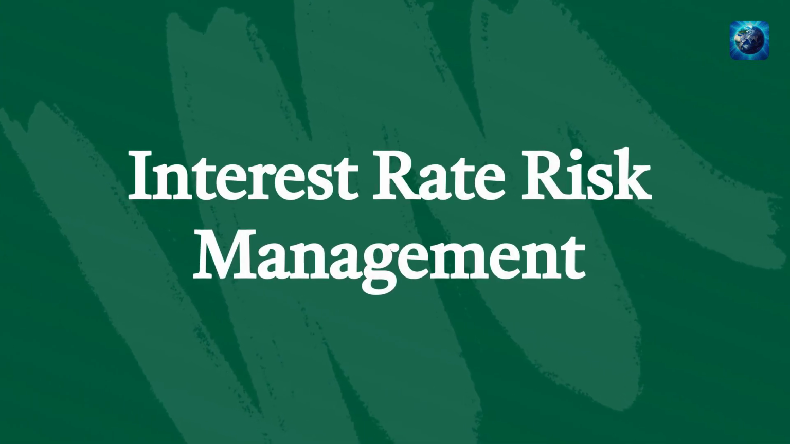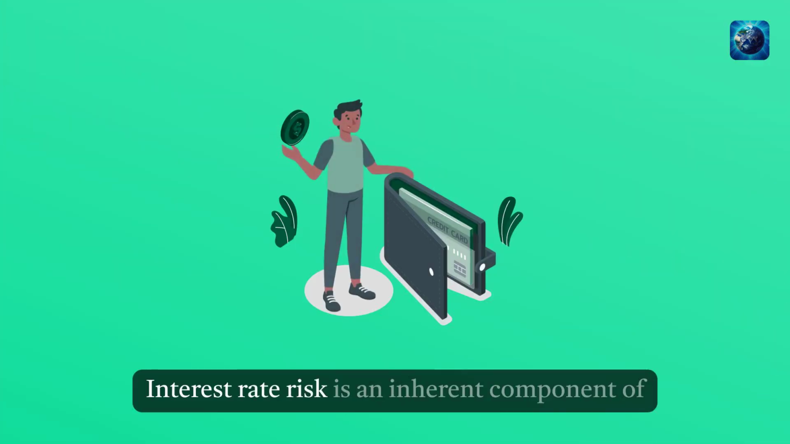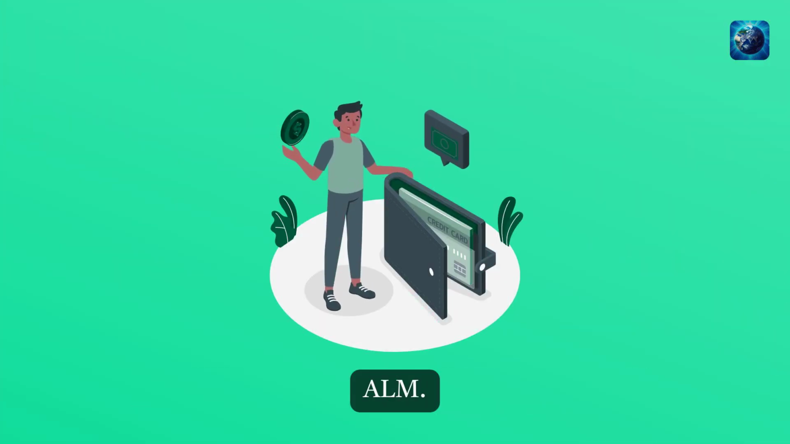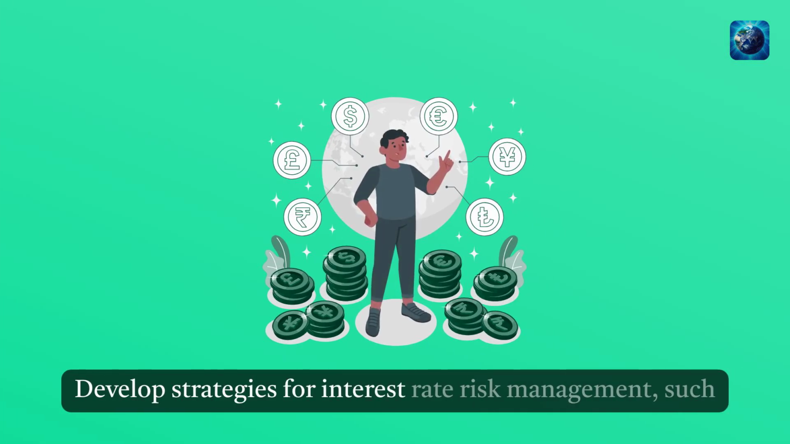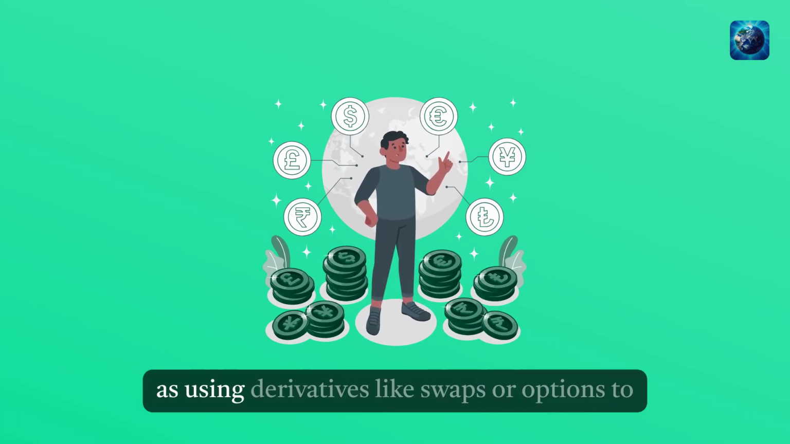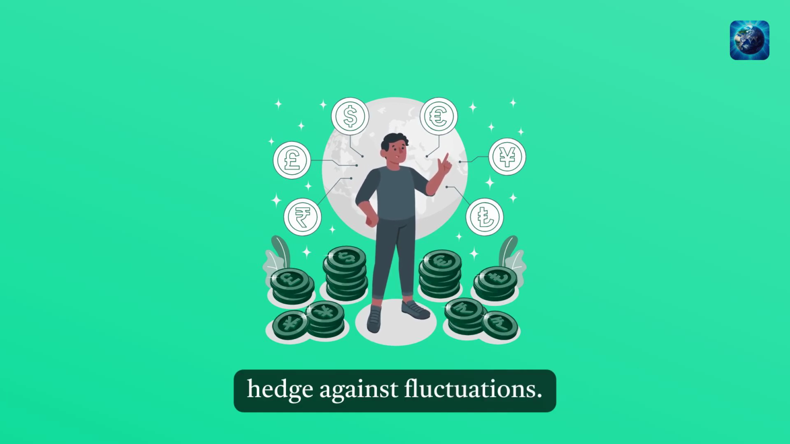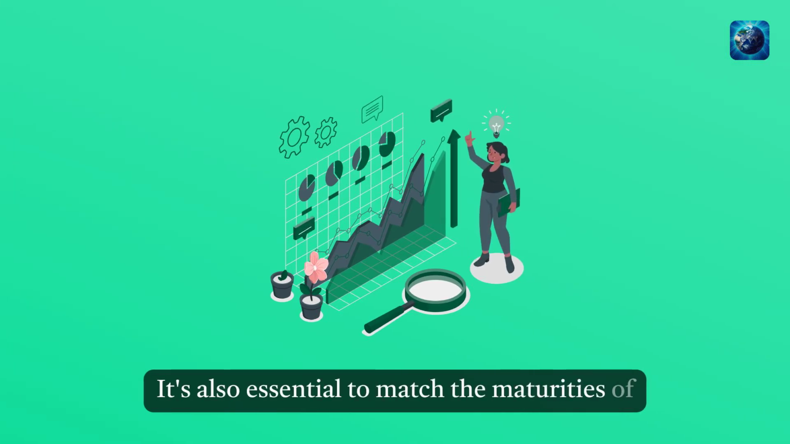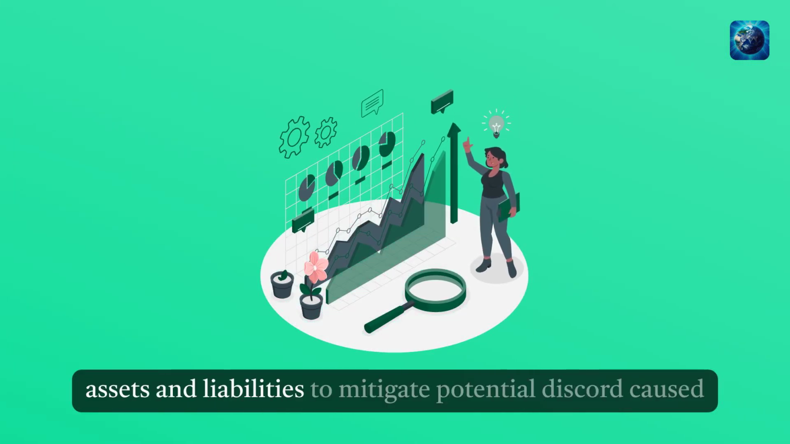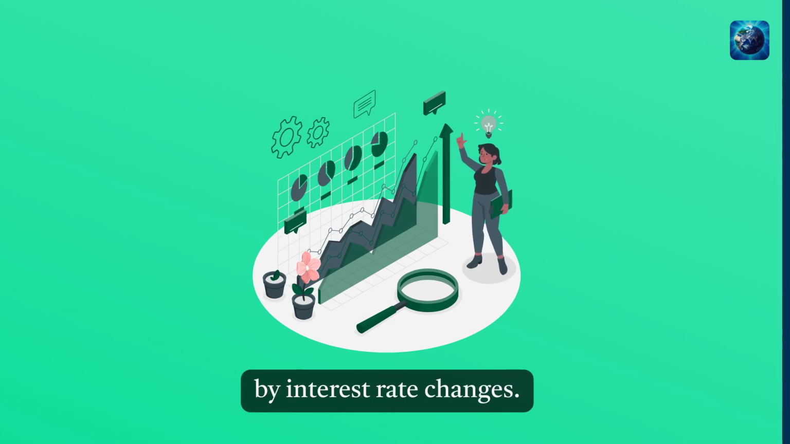Interest rate risk management. Interest rate risk is an inherent component of ALM. Develop strategies for interest rate risk management, such as using derivatives like swaps or options to hedge against fluctuations. It's also essential to match the maturities of assets and liabilities to mitigate potential discord caused by interest rate changes.